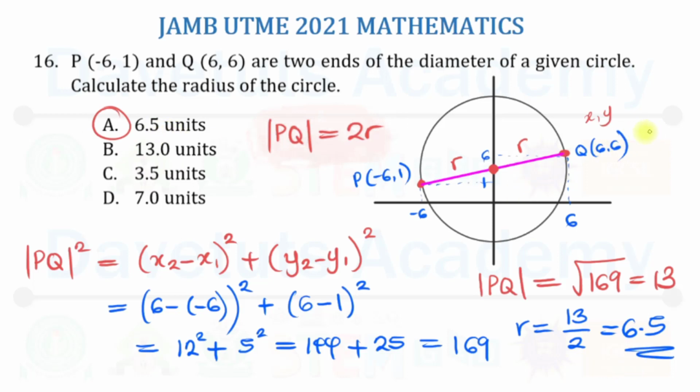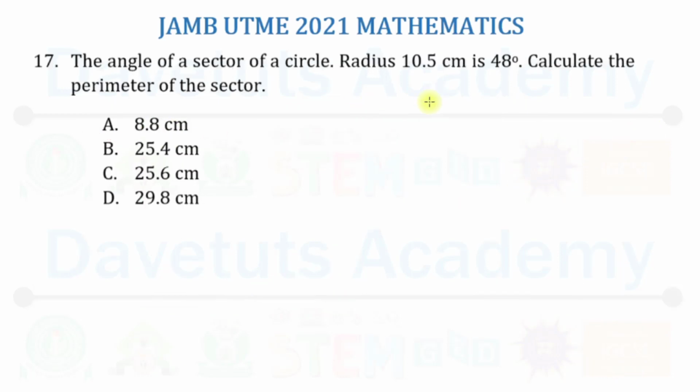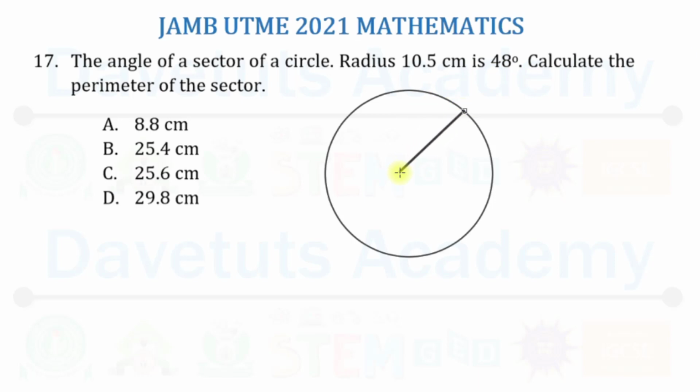Okay, here in this question again on circle, the angle of a sector of a circle which has radius 10.5 centimeters is 48 degrees. So if you want to just draw that sector, let's take it here, it's 48, so shouldn't be up to 90.